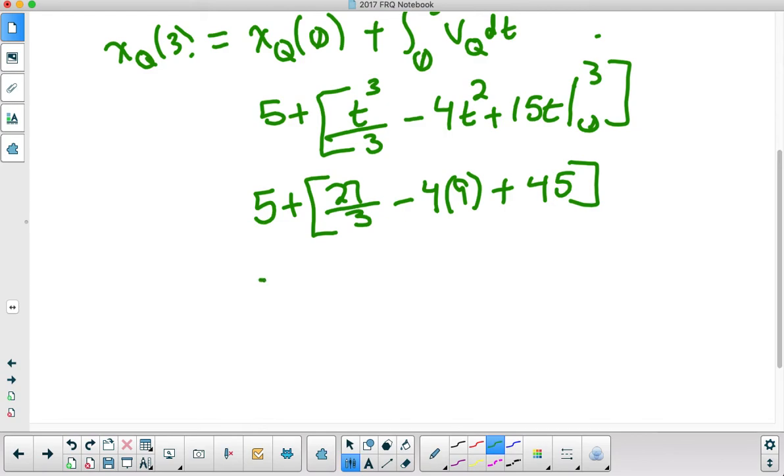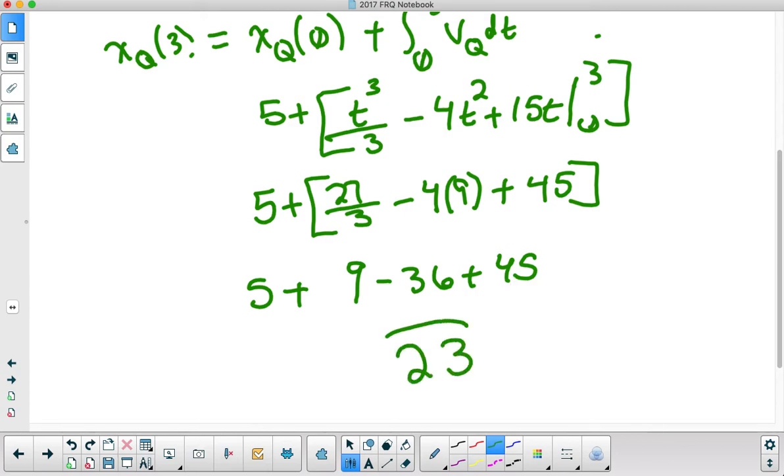So, 5 plus 27 over 3 is 9. Where's my cursor at? Minus 36 plus 45. Add all of those together, you get your final answer, 23. Okay.